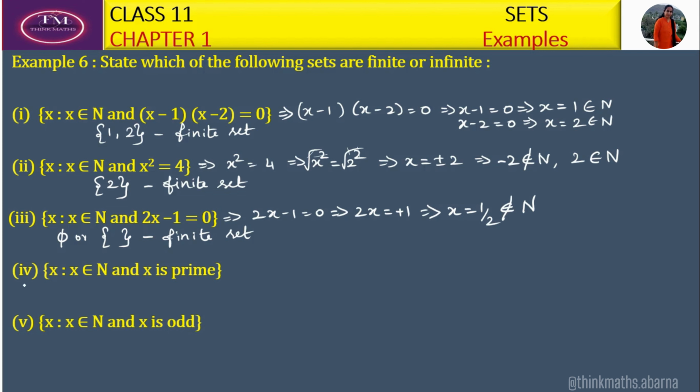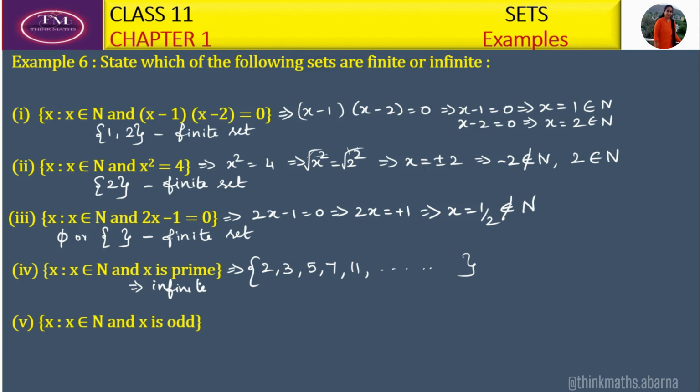Okay. Next, the fourth one. Set of all x such that x belongs to N and x is prime. So x is a natural number and that natural number should be a prime number. So what are the numbers it takes? Prime numbers start with 2, 3, 5, 7, 11, etc. There is no end here because natural numbers are the counting numbers. So from the counting numbers, we have to find the prime numbers. So it goes on like this. There is no end to this. So we cannot count the prime natural numbers. So it is an infinite set.